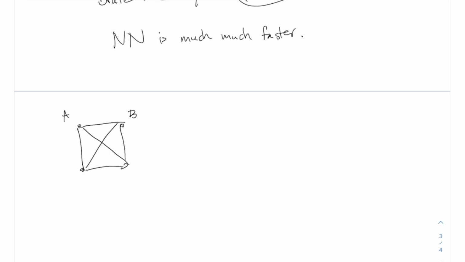As usual, I'm going to call them A, B, C, D. And the weights this time, I'm going to say 1, 2, 4, 5, 3, and 10.